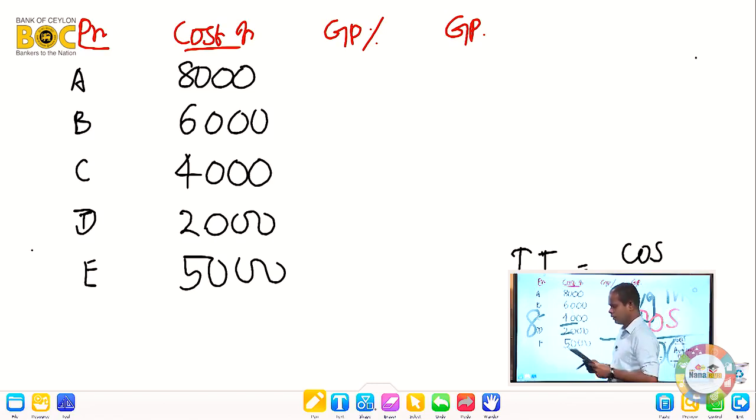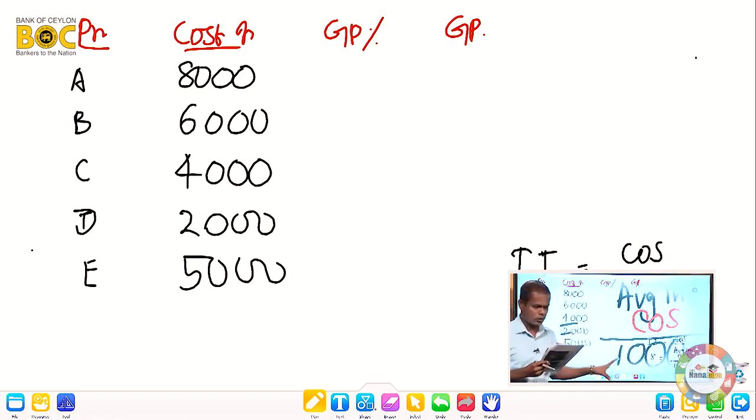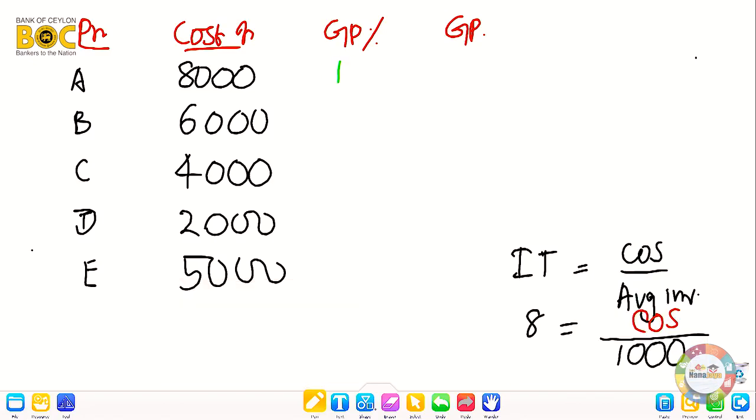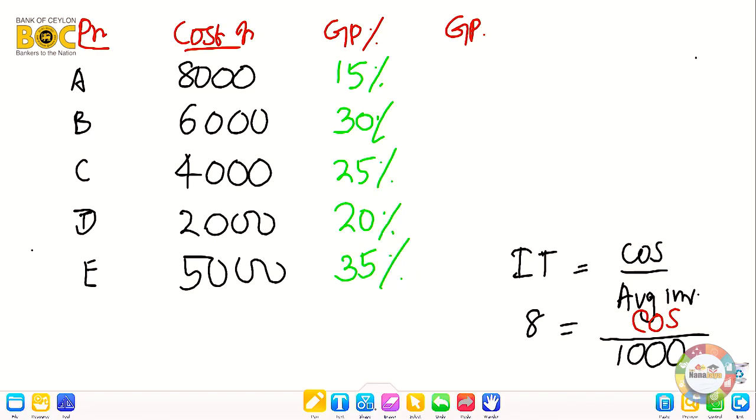In the question, the last column in the table gives gross profit percentage on cost: 15%, 30%, 25%, 20% and 35%. Those are percentages on cost of sales.